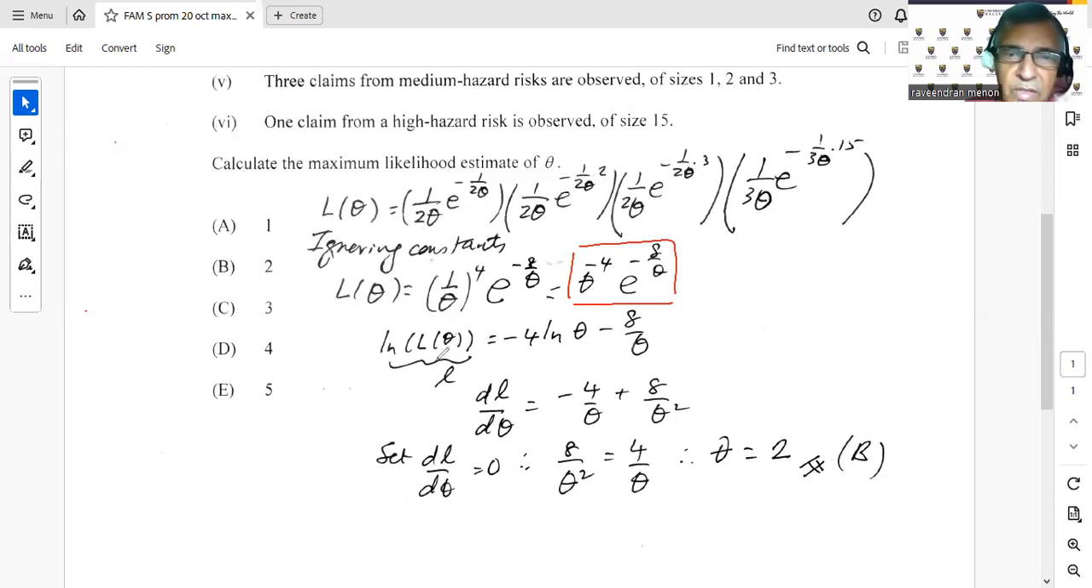Then I take my logs, so I'll get my log likelihood: minus 4 log theta minus 8 over theta. Once you get your log likelihood, you take the derivative. When you do that, you'll get minus 4 over theta plus 8 over theta squared. Set your derivative to 0 and solve for theta, and you get theta equals 2. Answer B. And we are done.